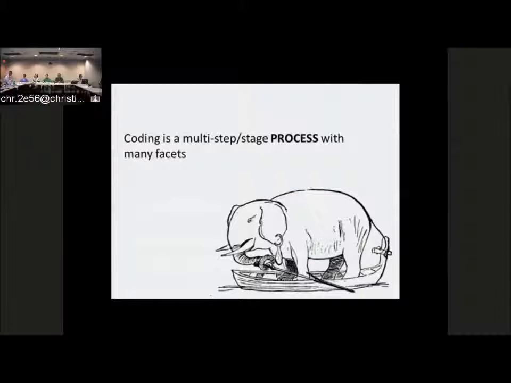So a multi-step stage process is not just something that you're going to do one time and then that's done. You're going to go over and over and over again. A lot of times, initial coding will be just reading through your transcripts, either as they're happening or when you're all done. It usually depends on your research questions. But you can read through your transcripts and you can start to see things in the data.